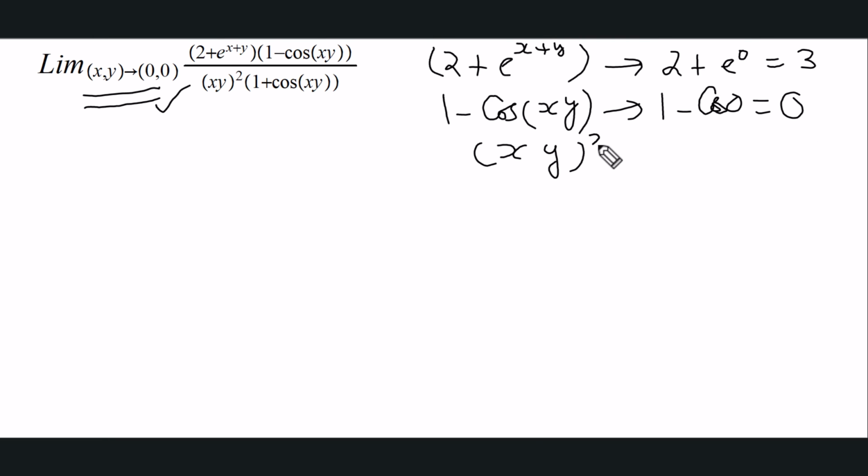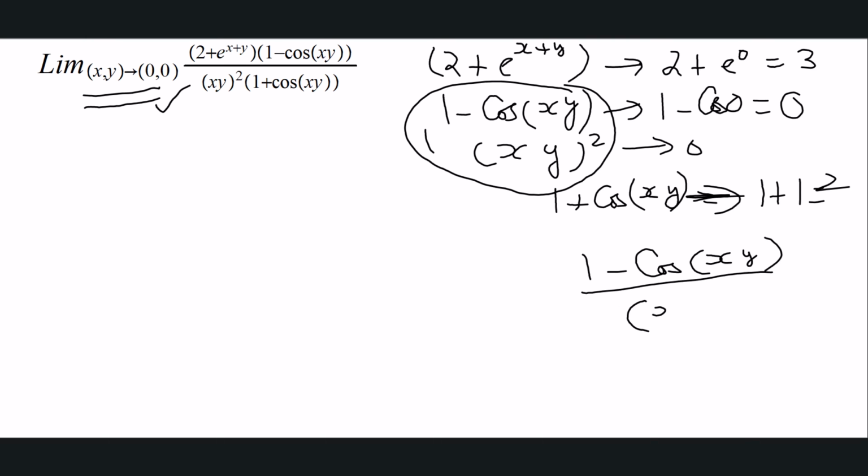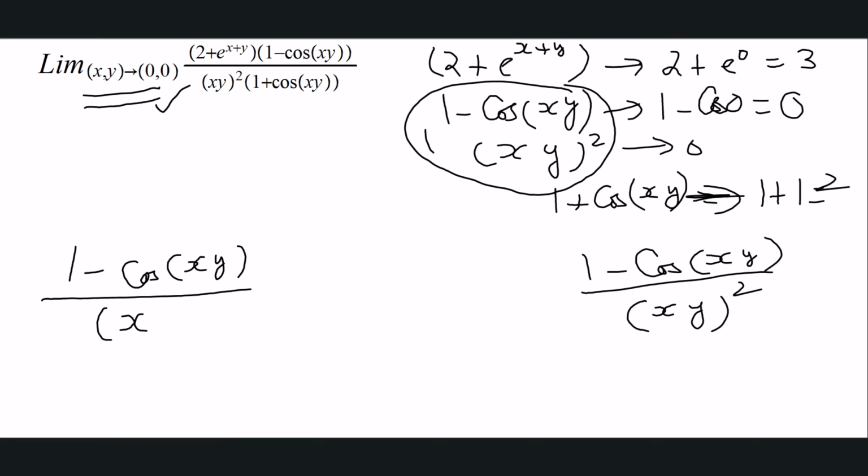And same thing will happen to xy square, while 1 over 1 plus cosine xy will go to 1 plus cosine 0, that is 1 plus 1, that is 2. So these are our trouble spots, right? That is rather 1 minus cosine xy over xy square, right? Okay, so say we have to look at this, and this is in the 0 over 0 form.